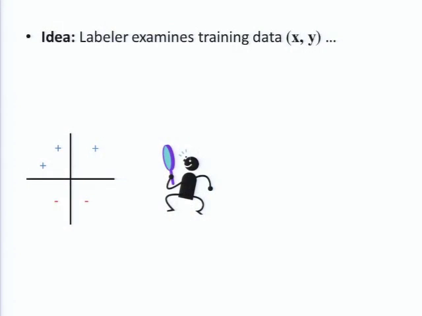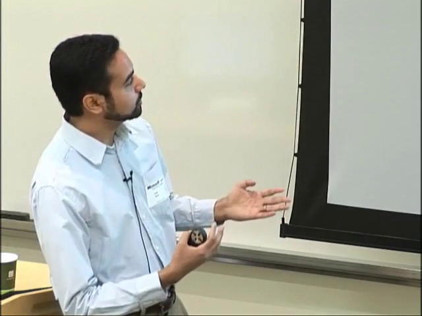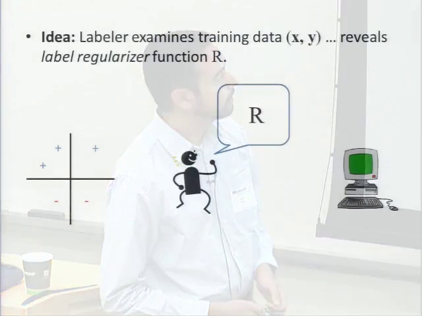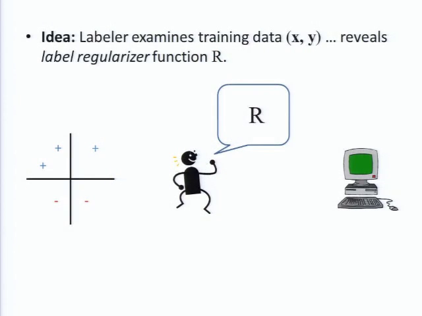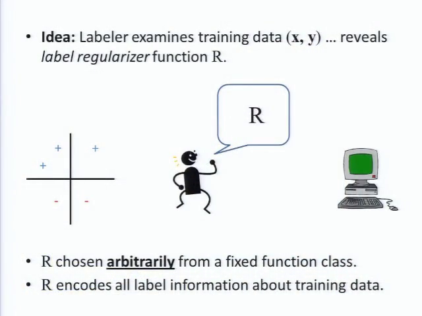So here's our framework in some more precise detail. We're given a training set of examples, x and y. Here, x and y are vectors. So x is a vector of examples, and y is a vector of labels corresponding to those examples. The labeler examines the training set, and then he reveals to the algorithm a label regularizer function. Now, this function is chosen arbitrarily, perhaps even adversarially, from some known function class, and the function is going to encode all of the information that the labeler wishes to reveal to the learning algorithm.